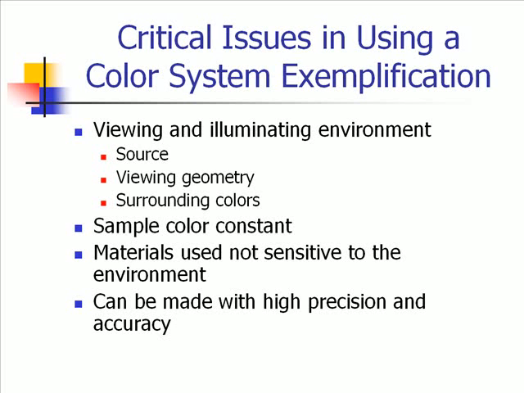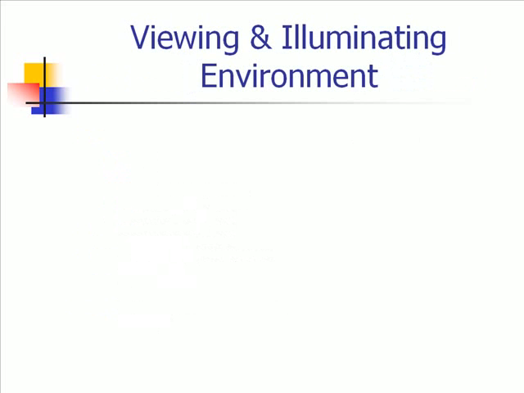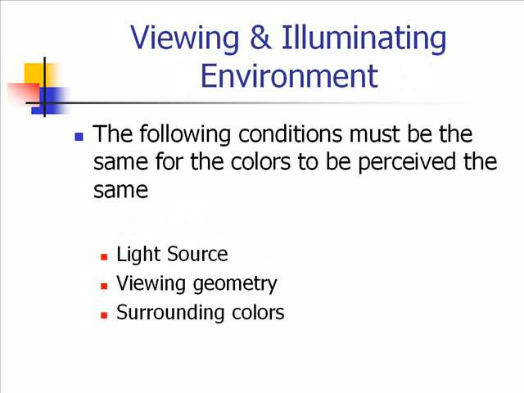The following conditions must be the same for the colors to be perceived the same. The light source has to be the same, the viewing geometry has to be the same, and the surrounding colors. If one of those is different, the color is different. Sample quality: the samples must be of a constant color over time. As mentioned, they don't change over time.